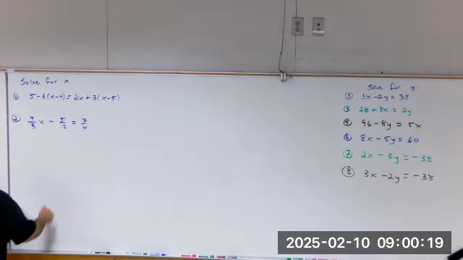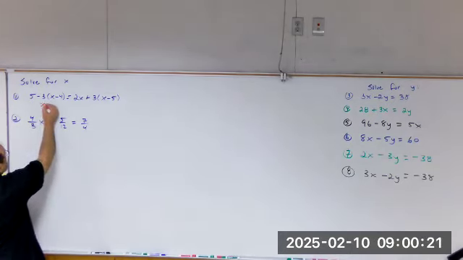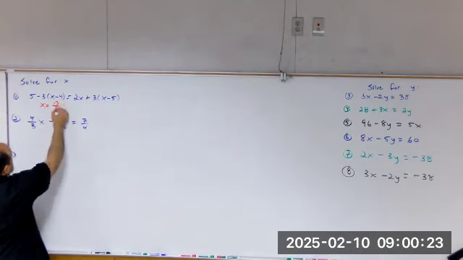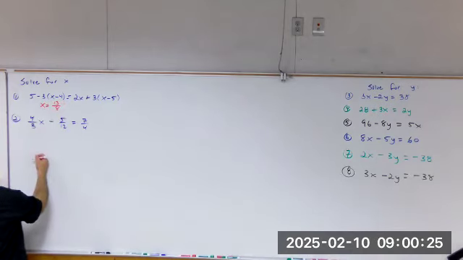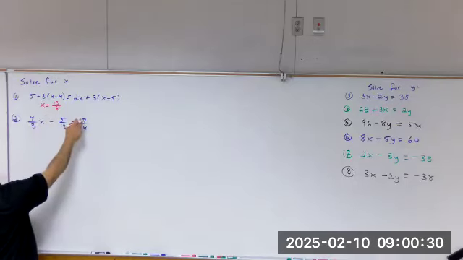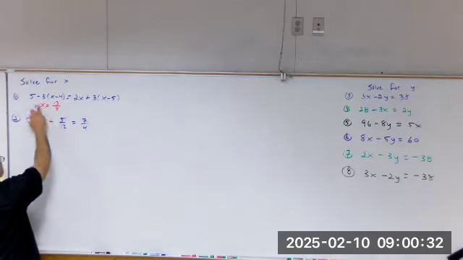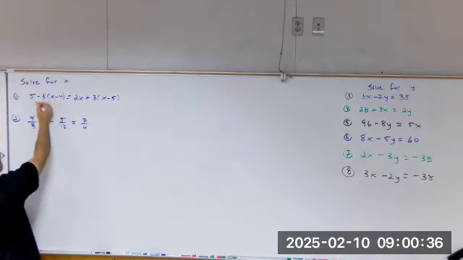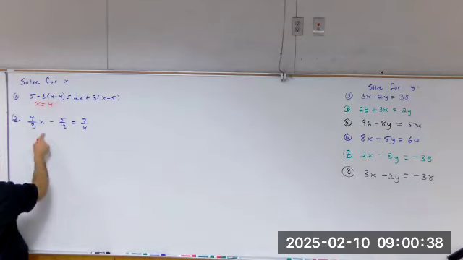One, the answer is 13/8. Two, wait, I got it backwards. I got it upside down. No, I didn't. Yes, I did. Number one, the answer is 4. Number two, the answer is 13.